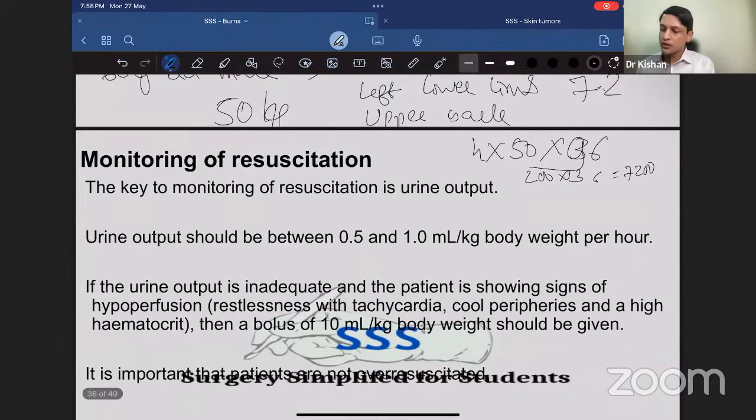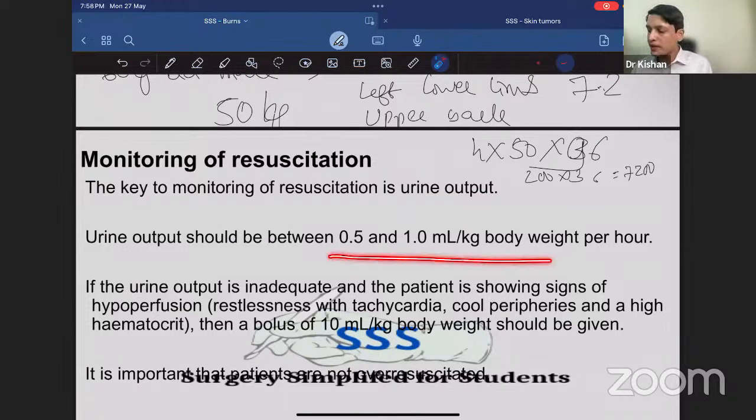Monitoring the resuscitation. The key to monitoring resuscitation is urine output. See, each point is a question for you, please. Remember urine output. What is the normal urine output? 0.5 to 1 ml per kg body weight per hour is the normal output. That much should be there. If it's decreased, it means that a lot more fluid is required.